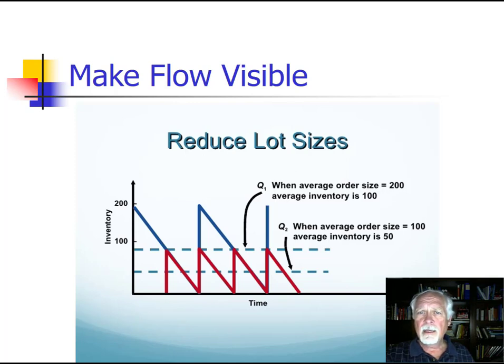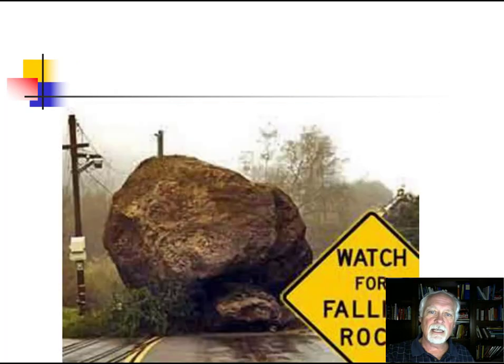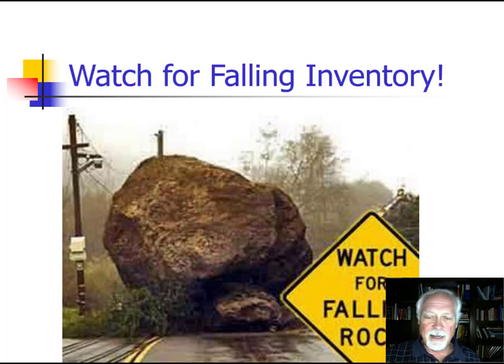Inherent within this idea of making flow visible is reducing lot sizes. We'll talk a lot more about this when we get into the improvement side of things. But this is really almost the secret sauce of lean, is reducing lot sizes. But we need to watch for the cons, or the downside, of reducing lot sizes and reducing inventory.